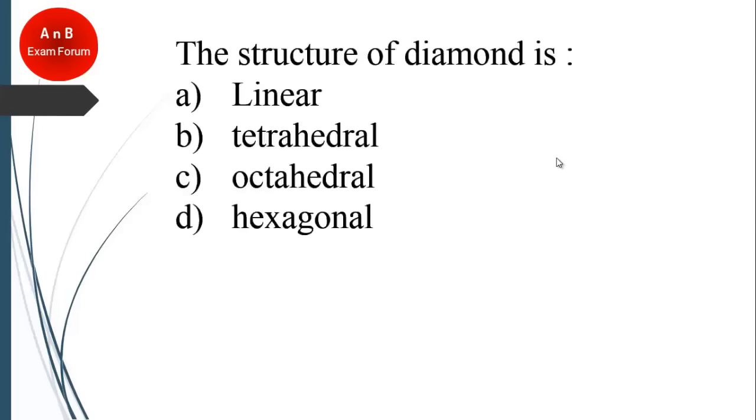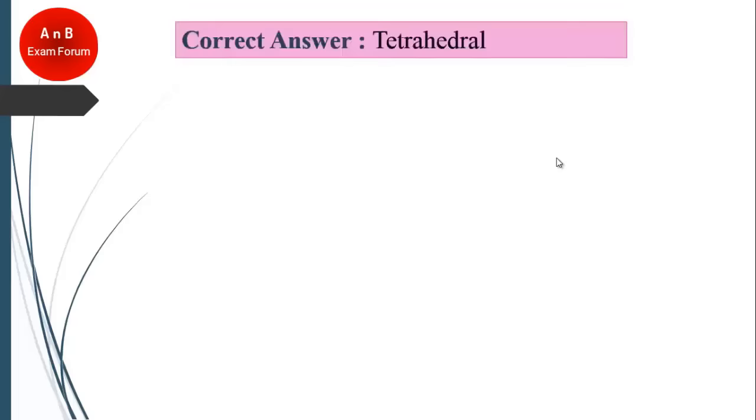This is a very important question, students. The structure of diamond is what? It is a linear structure, or tetrahedral, or octahedral, or hexagonal. Okay. Yes, anybody? Hexagonal. No, you are wrong. The correct option is option B, tetrahedral, right?